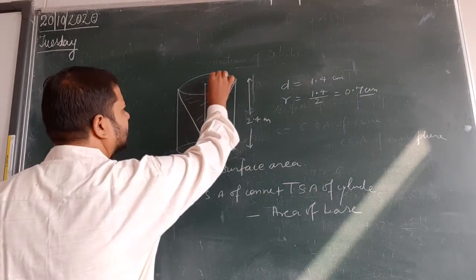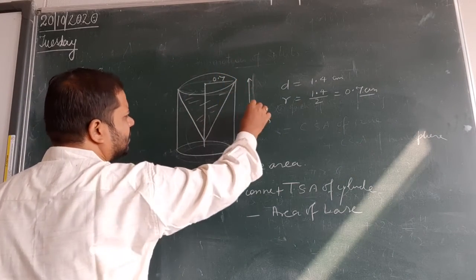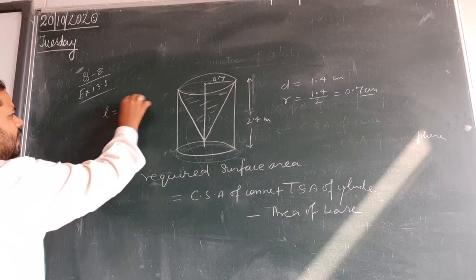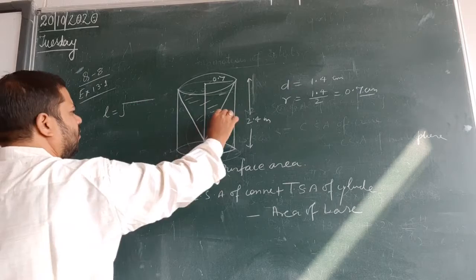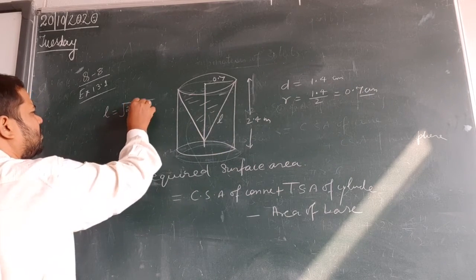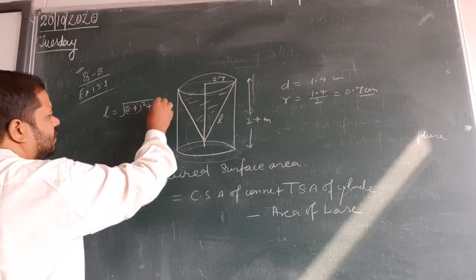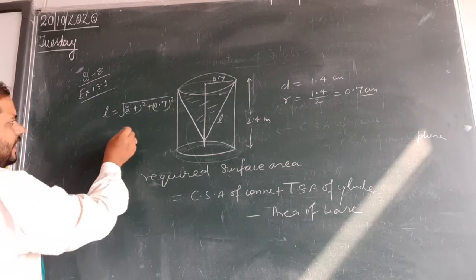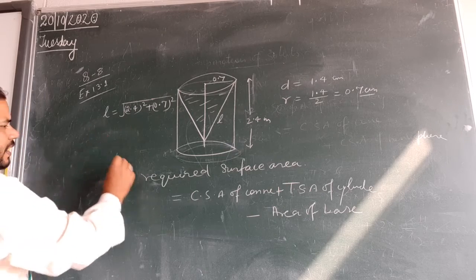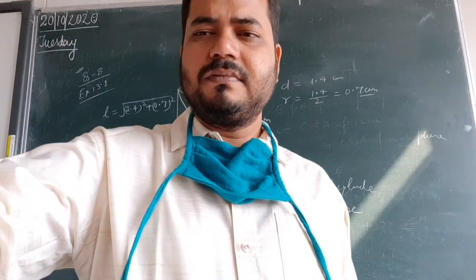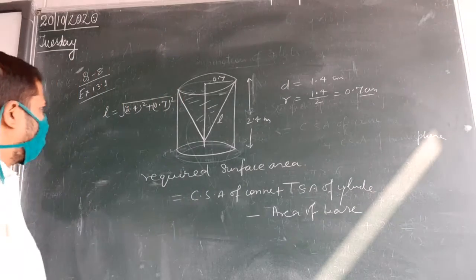Radius is 0.7 and height is 2.4. So L is what? Under root h square plus r square. 2.4 square plus r square is 0.7 whole square. Okay, and you find it, and then everything is given. You can find the answer. So next you see the solution.